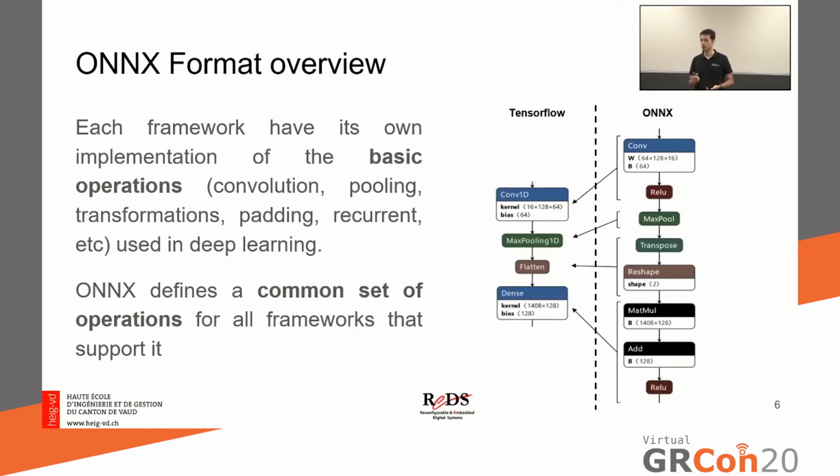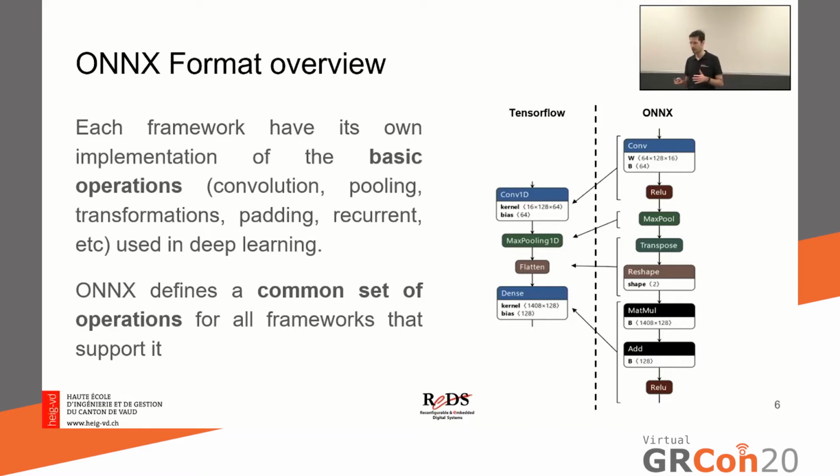And basically, what ONNX does is it defines a common set of basic operations that are used mostly in deep learning models. So you have basic common operations that you use in order to build a full deep learning model, and then ONNX defines its own set of these operations.